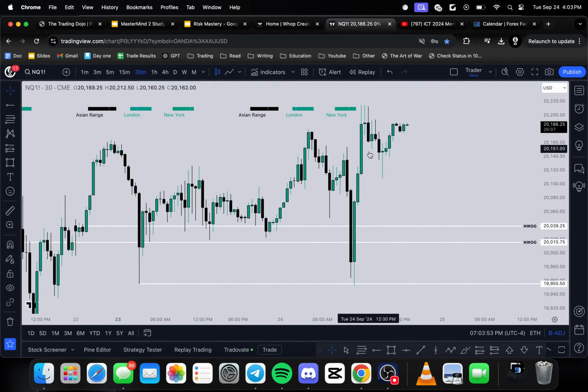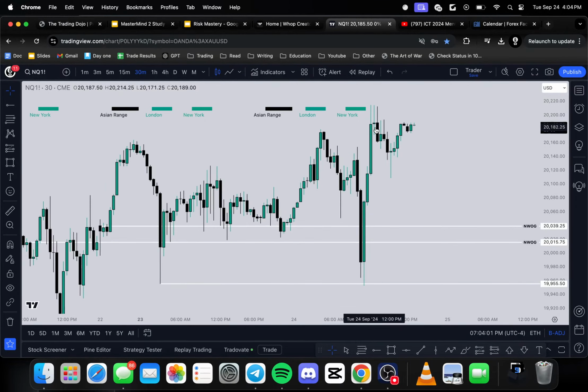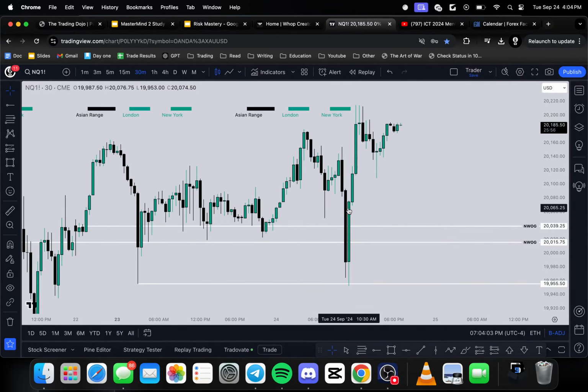You can see that we had two fair value gaps form from this. Maybe you wouldn't have gotten your entry here because there's no confirmation just yet. But now you have confirmation. You formed a fair value gap. You formed an order block with these two bearish candles. You now have a high probability order block and a fair value gap.